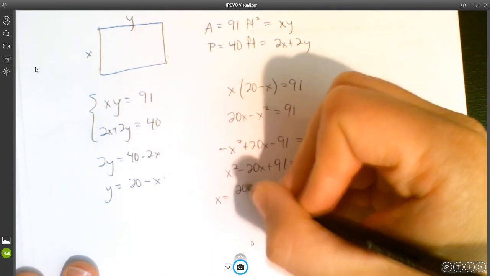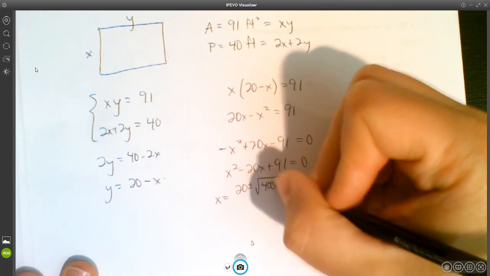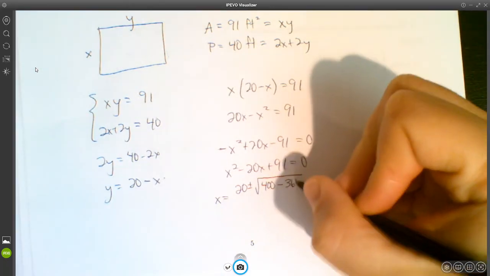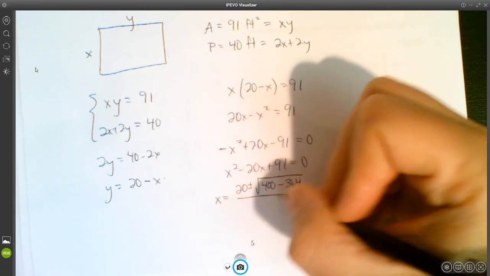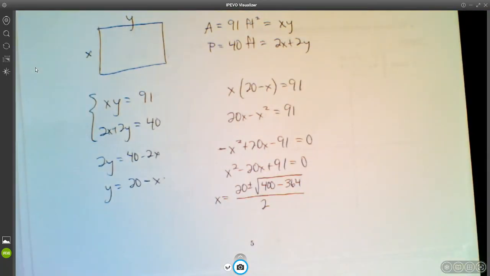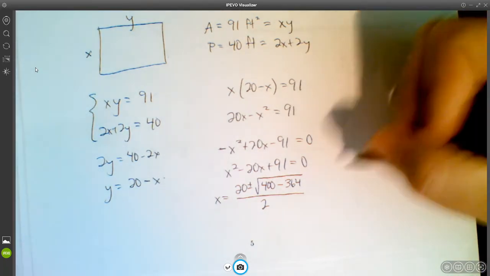x equals negative b plus or minus the square root of b squared minus 4 times a times c, over 2a. Well, they are real solutions anyway. 400 minus 364. No way. We could have factored this. I guess 91 isn't prime. But we'll see. All will be revealed shortly.